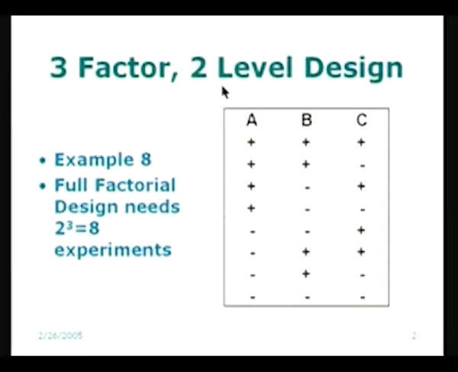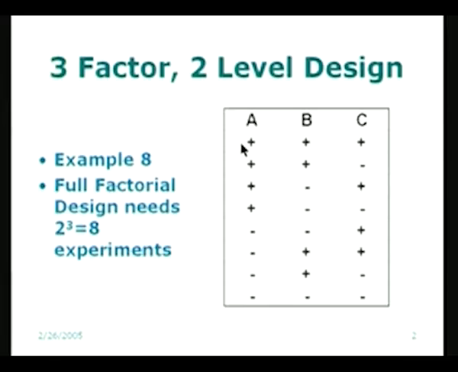Suppose I take a look, instead of the 2-factor 2-level experiment in the previous lecture, now I have a 3-factor 2-level design. So I will treat this as example 8. If we were to go for a full factorial design, we will see that we require 2 to the power of 3 equal to 8 experiments in all. So what are these 8 experiments? I have capital A, capital B, capital C. This is actually XA, XB, XC. Instead of that I have written A, B, C.